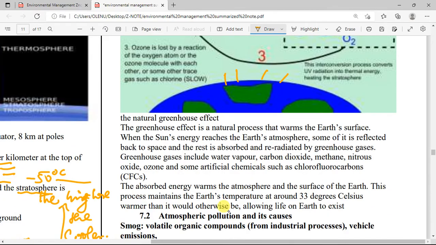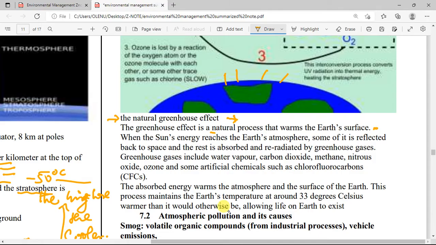So it reduces the ultraviolet radiation that reaches the earth's surface. Now, the natural greenhouse effect. You need to know how the natural greenhouse effect works to understand what the enhanced greenhouse effect means. The greenhouse effect is a natural process that warms the Earth's surface. The solar radiation from the sun is needed in order for the Earth's surface to be warm, and this light that reaches the Earth's surface is needed for plants to photosynthesize to make their own food.